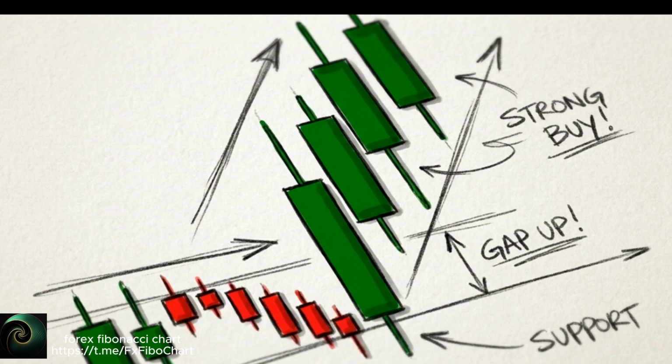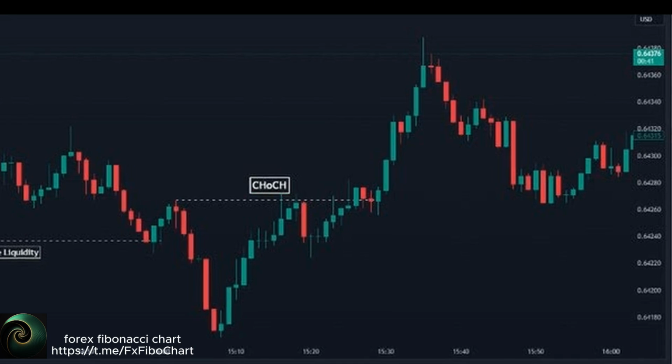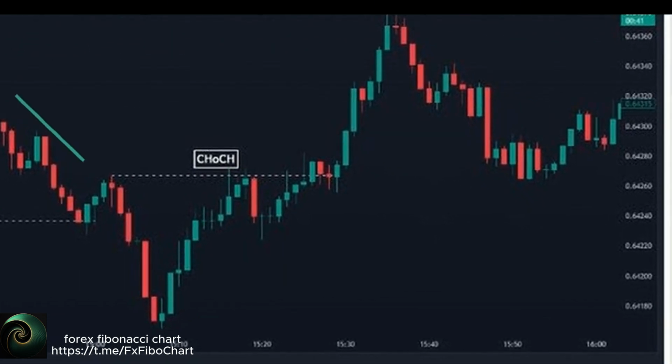This displacement is the footprint of smart money aggressively pushing the market the other way after securing their liquidity. This chart shows the change of character, or CHoCH. This occurs when the displacement wave breaks through a previous short-term structural high or low. While price will often have minor pullbacks, a break across this dashed threshold proves the short-term trend has reversed.